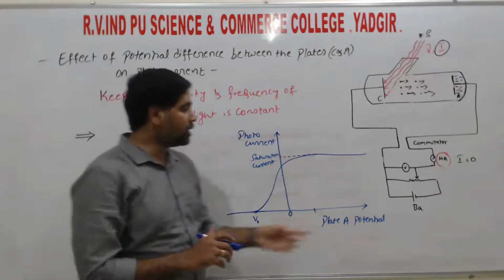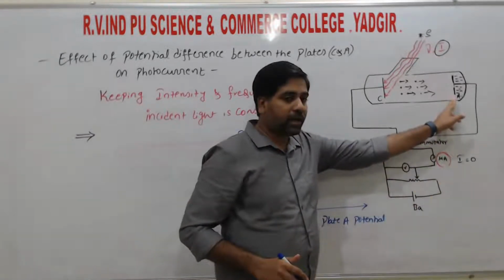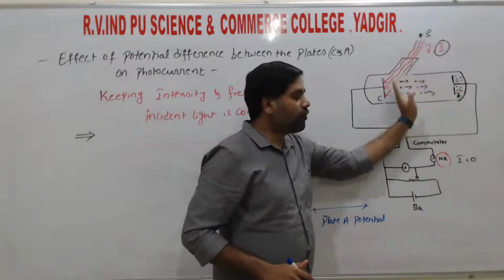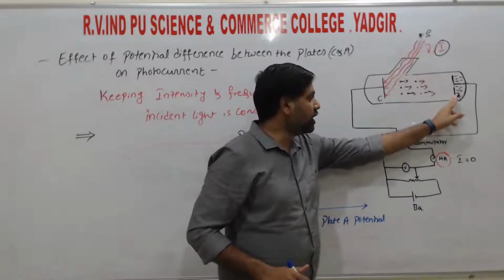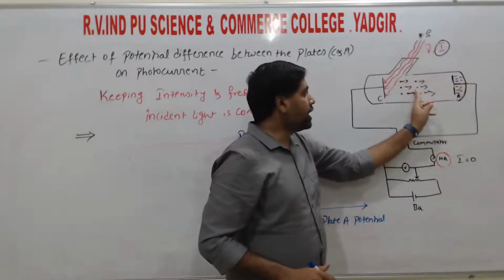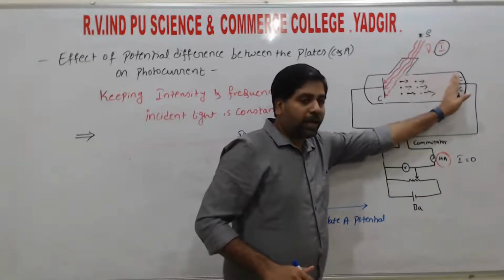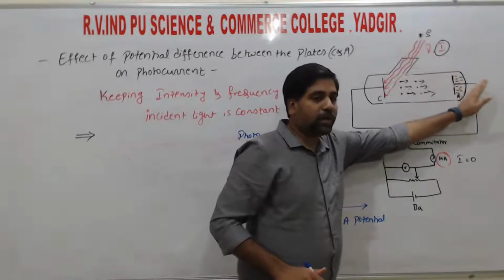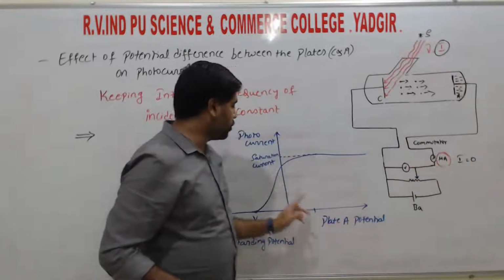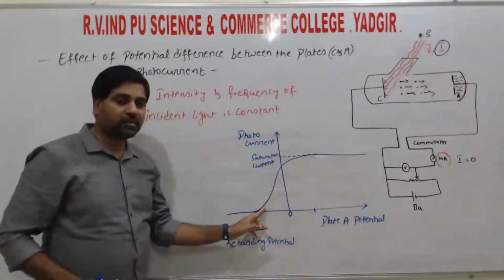So if we apply the negative potential to the plate A, suddenly the flow of electrons will stop. Initially, for a certain voltage, high energetic electrons flow to the plate, that is, they fall onto the plate and flow in the external circuit. So that's why we are getting this curve.